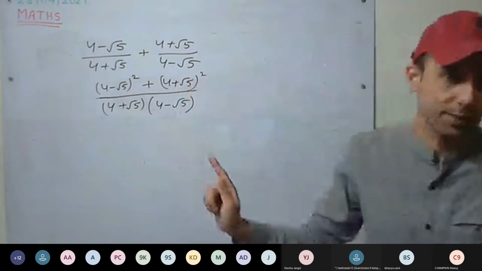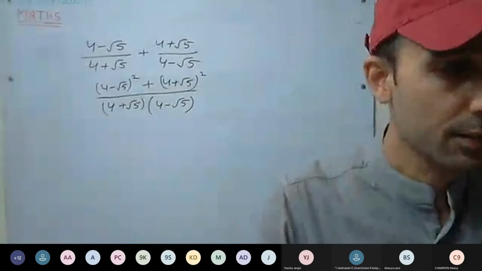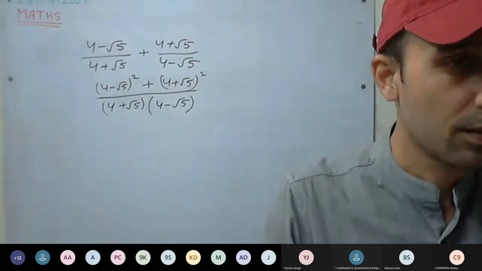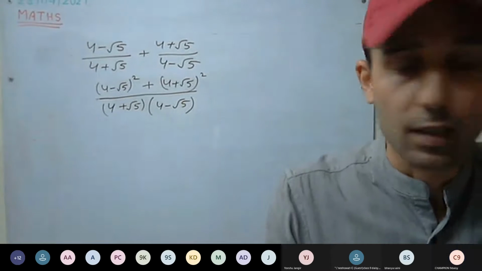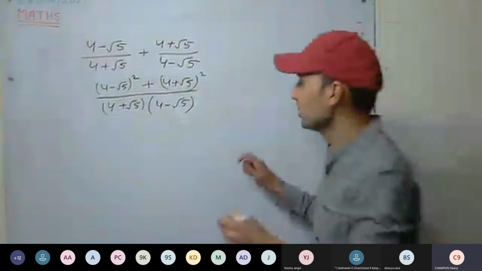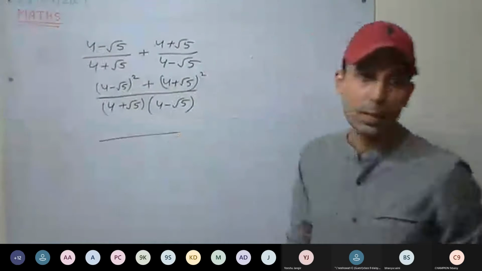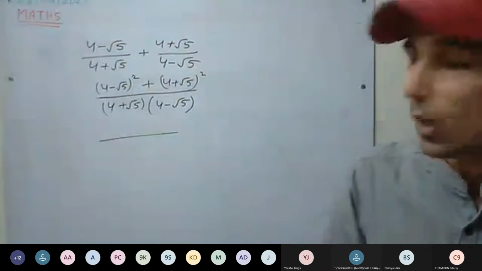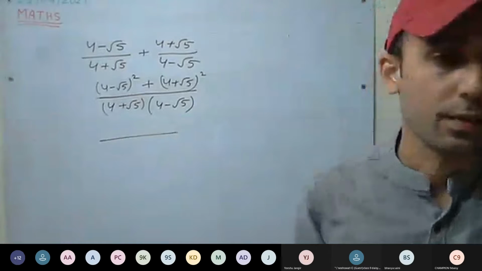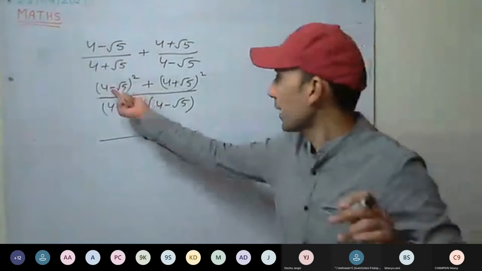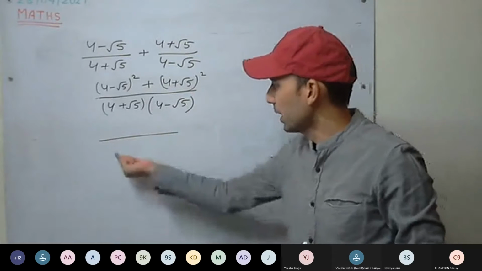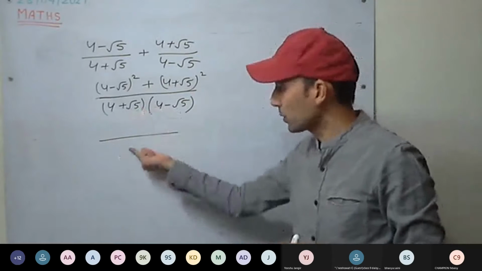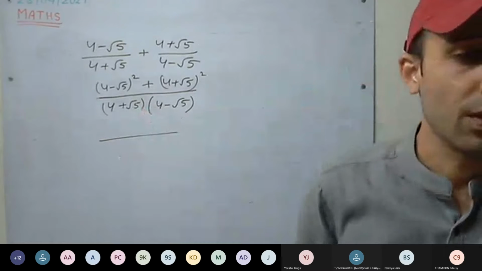Anyone having doubt here? Is this clear? Okay, now solve this one in your notebook. I'm waiting for 10 to 20 seconds. So it is a minus b the whole square, expand here. A plus b the whole square, expand here. And in the denominator, a plus b into a minus b. Put it here. Everyone solve.